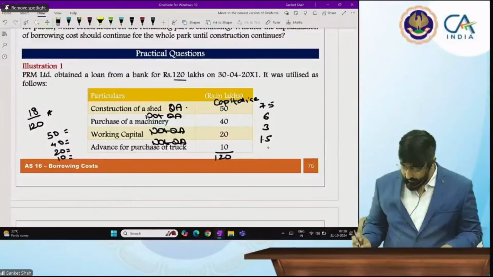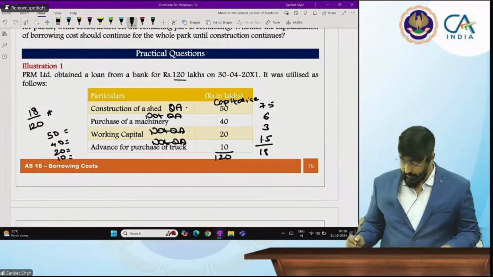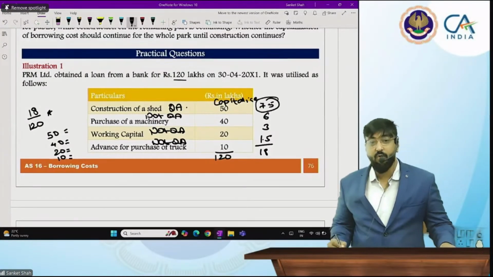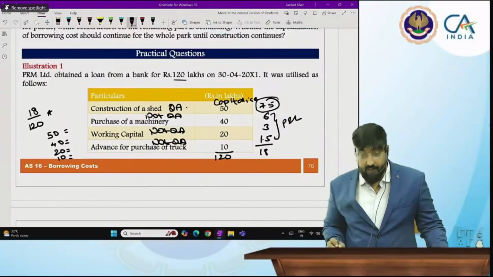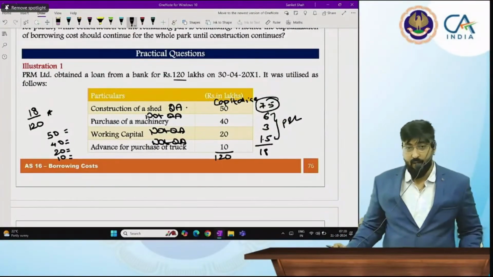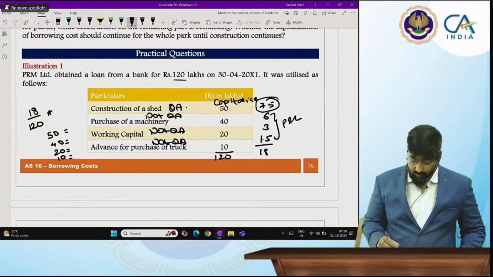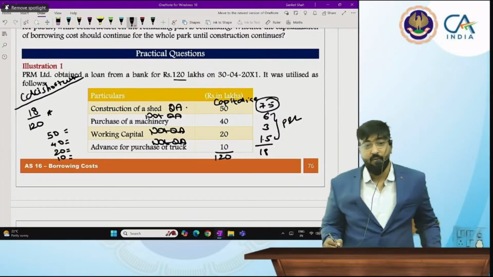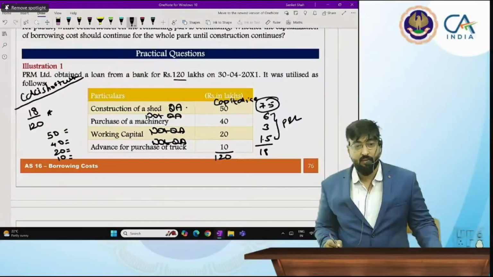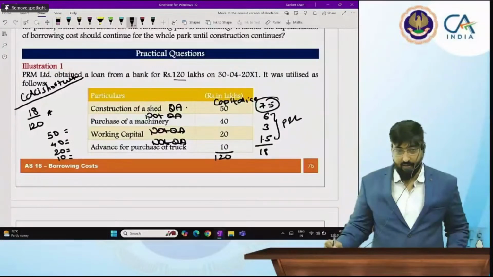Correct? Yes sir. Now, out of this, the 7.5 you are going to capitalize, and the 3 you will transfer to P&L. Correct? Very good. So, did you understand the calculator shortcut? Write it on the side. Those who are not aware of the calculator shortcut can write it down.